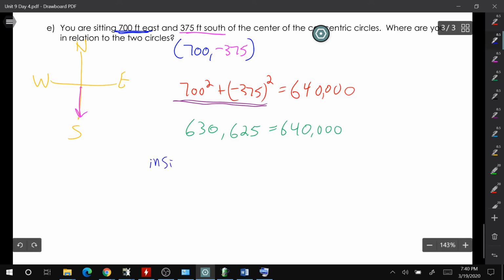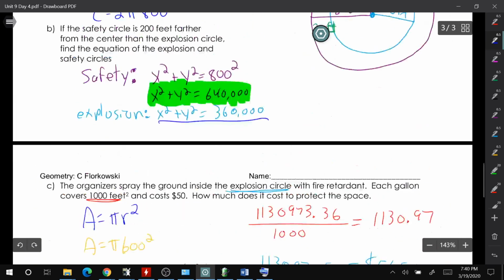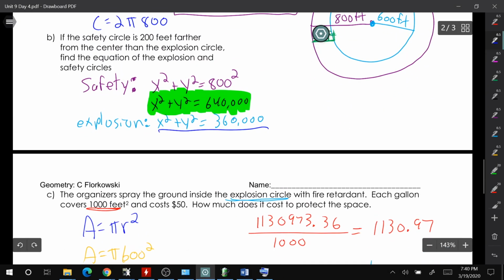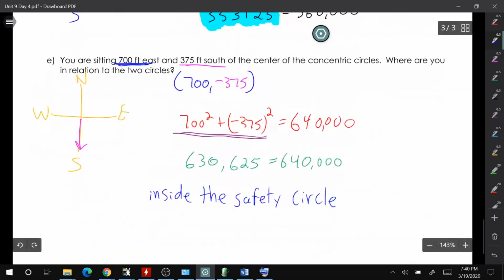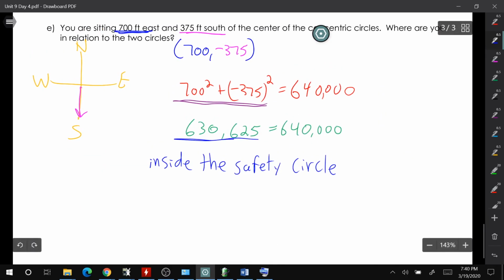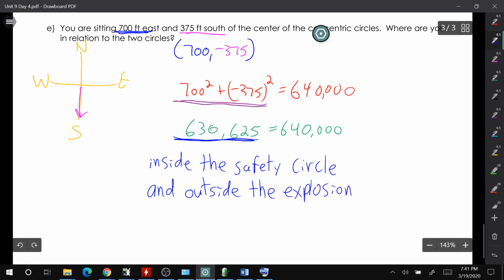So inside the safety circle, but am I also inside the explosion one? Well, the explosion circle is 360,000. This number here is bigger than that, so I'm outside the explosion circle. And outside. So I am okay, we're safe, we're watching the fireworks, we're having a good time.